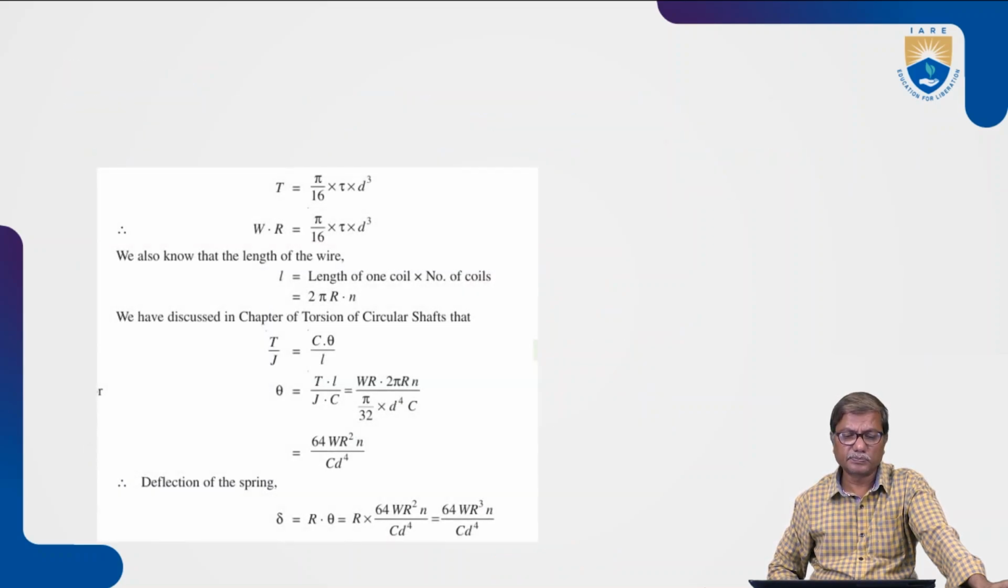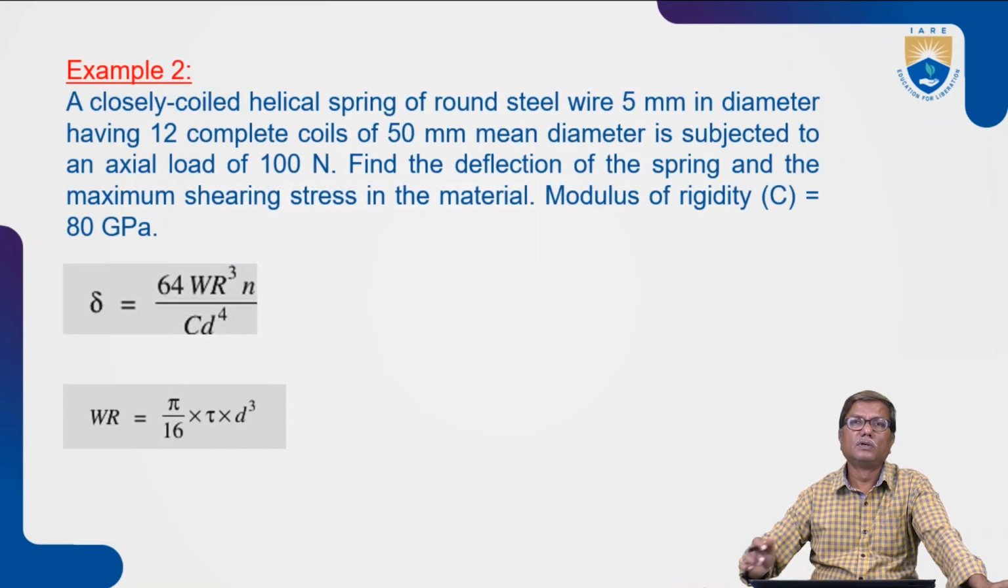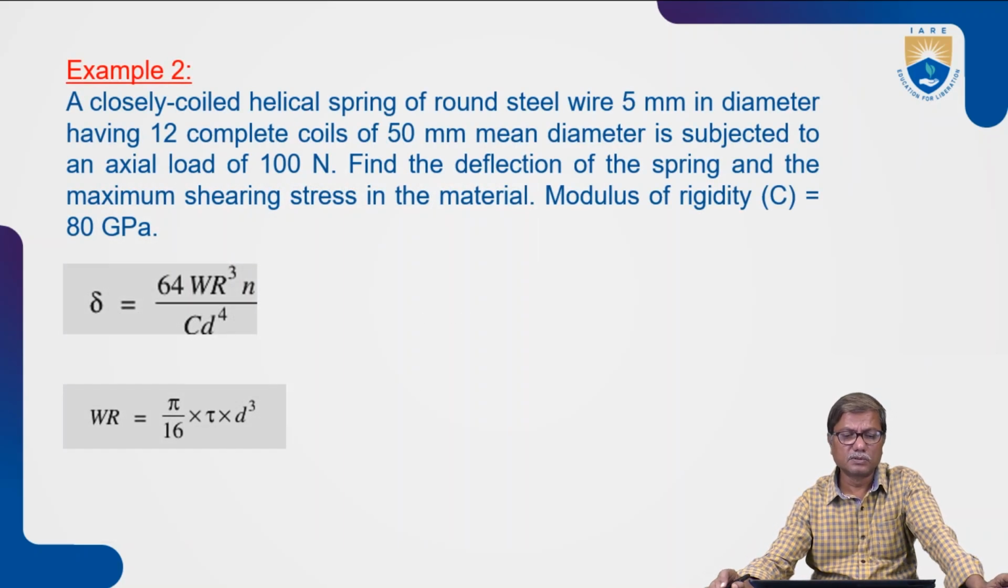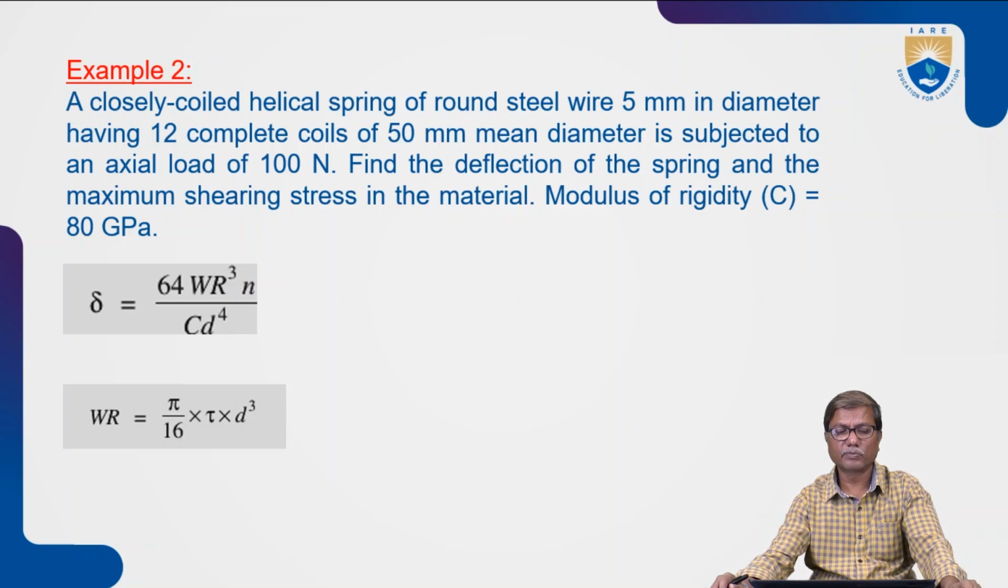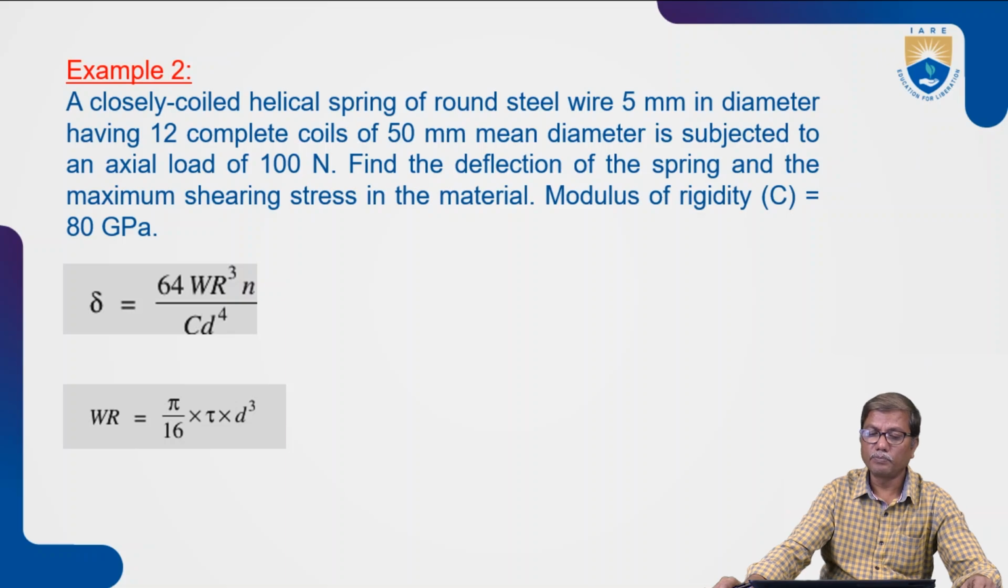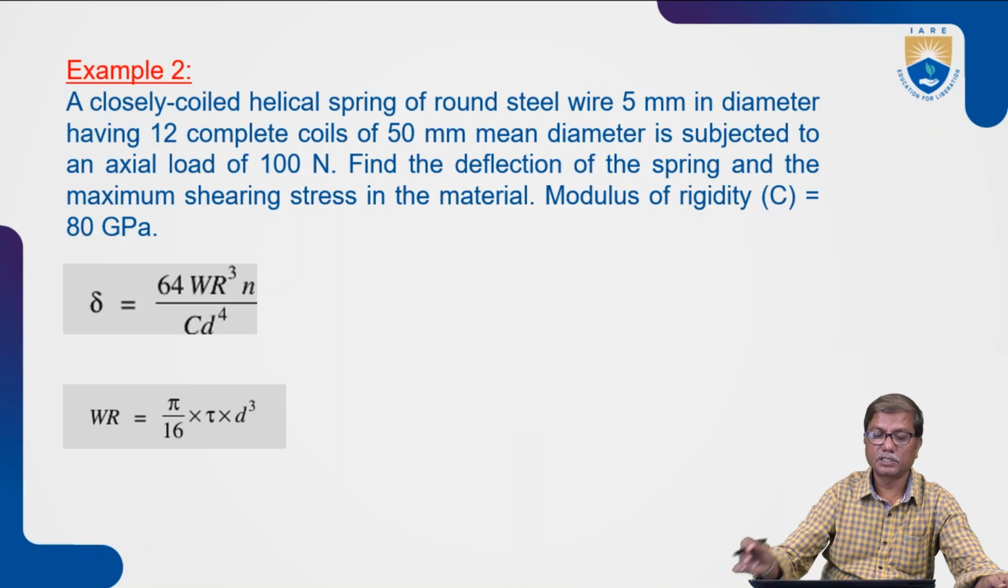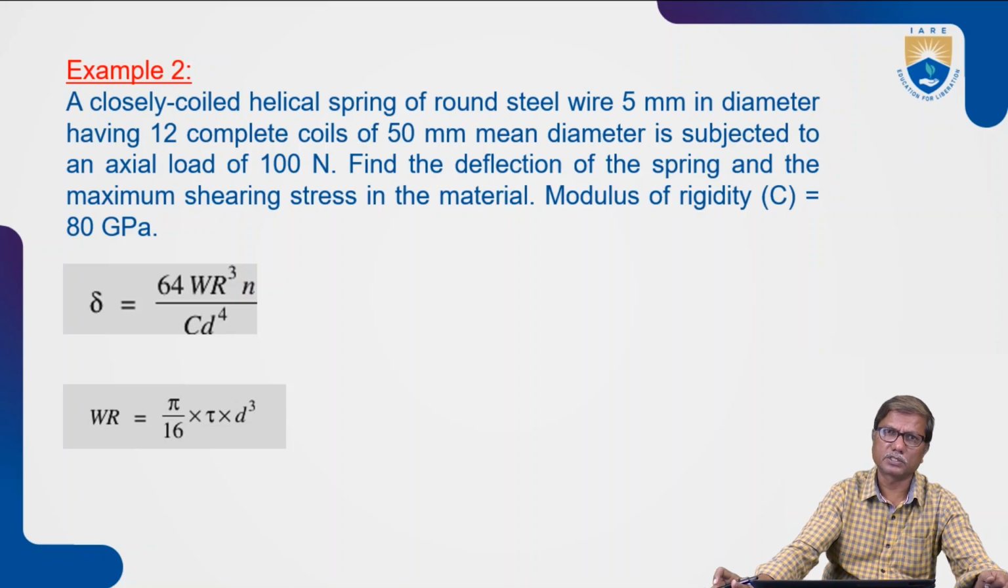Next, another example. A closely coiled helical spring of round steel wire 5 millimeters in diameter, having 12 complete coils of 50 mm mean diameter, is subjected to an axial load of 100 newtons. Find the deflection in the spring and the maximum shearing stress in the material. Modulus of rigidity is 80 gigapascals.